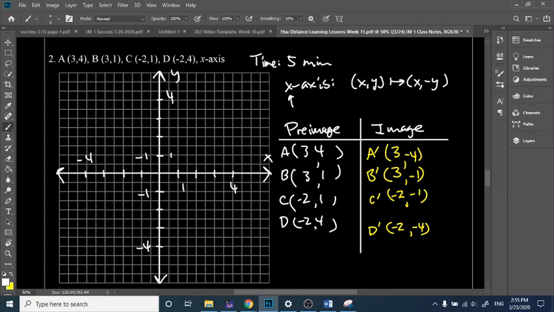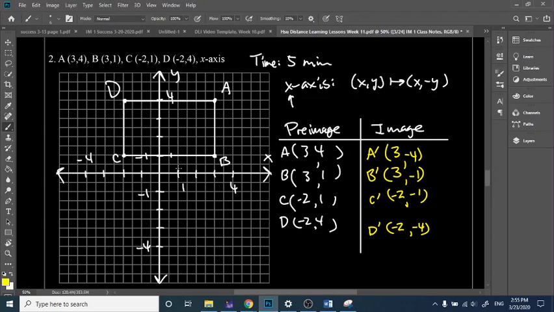Okay, so let's plot those. 3, 4 is A, 3, 1 is B, and then negative 2, 1 is C, negative 2, 4 is D. Alright, so I guess we have a rectangle. So that means that'll be easier to draw, actually. I don't really need the pen tool. I just need shift.